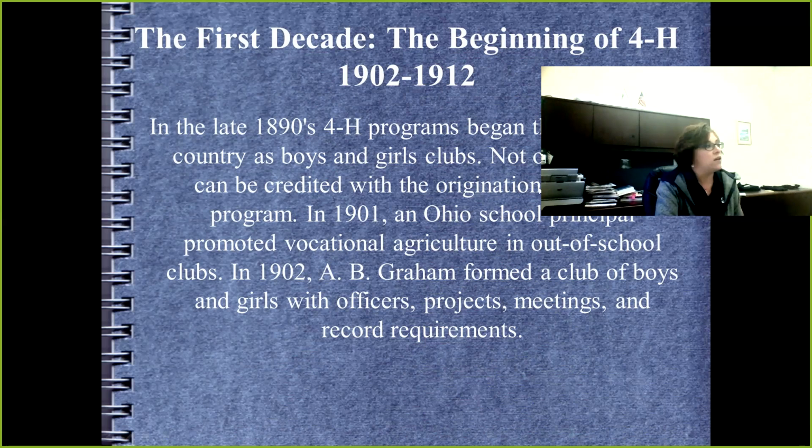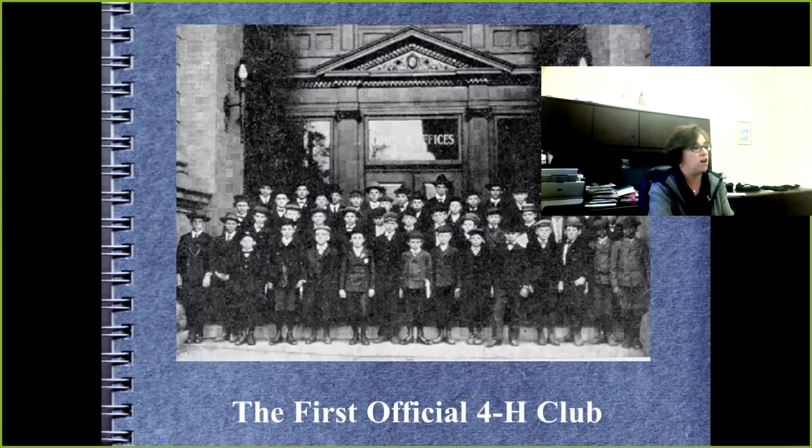In 1901, there was an Ohio school principal who promoted vocational agriculture in out-of-school clubs. There may have been programs within the school, but these were out of school. And in 1902, they formed the first real 4-H club with boys and girls that had officers, projects, meetings, and records. So that's what started the 4-H club program. This is just a picture of one of the first official 4-H clubs.